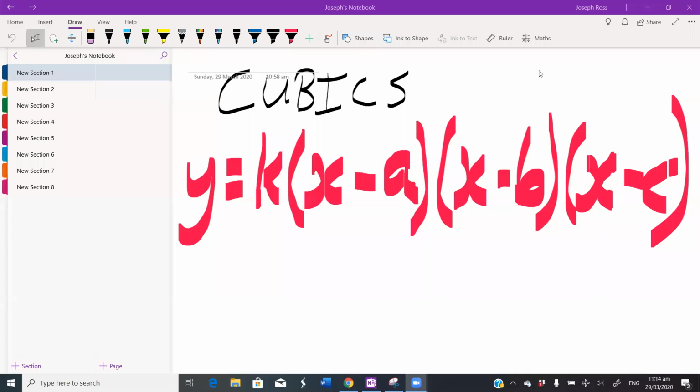Hello everyone, welcome to my mini lecture on cubics. So a cubic is something similar to a parabola, except we now have a third x-intercept.